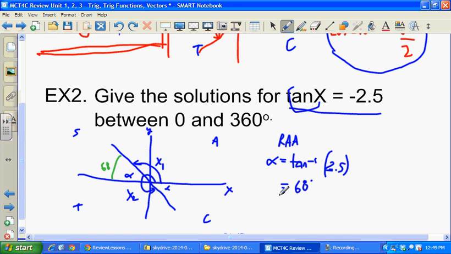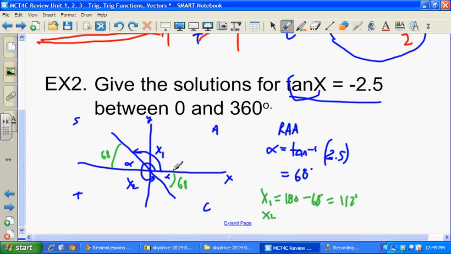So what's x1? x1 is going to be 180 degrees minus the 68, right? 180 minus 68, which is, what is that? That's about 112. And x2 is all the way around, 360, minus the 68 degrees. That's the related acute angle there.